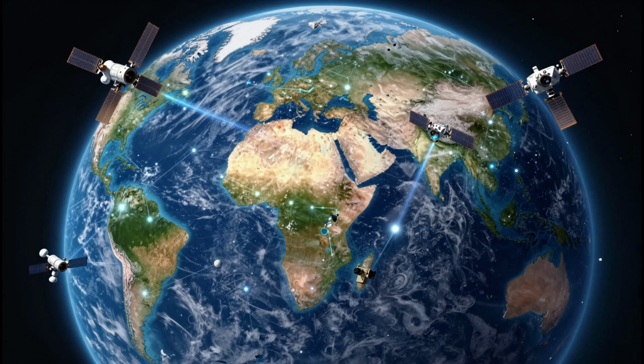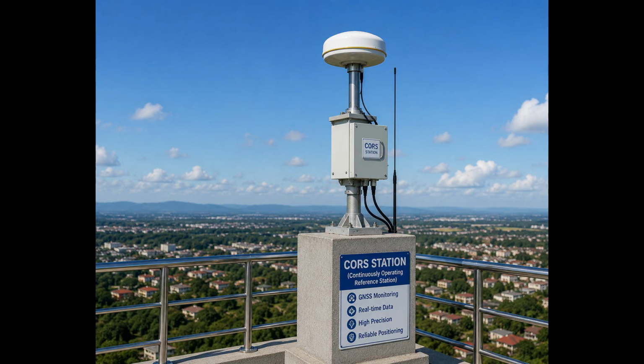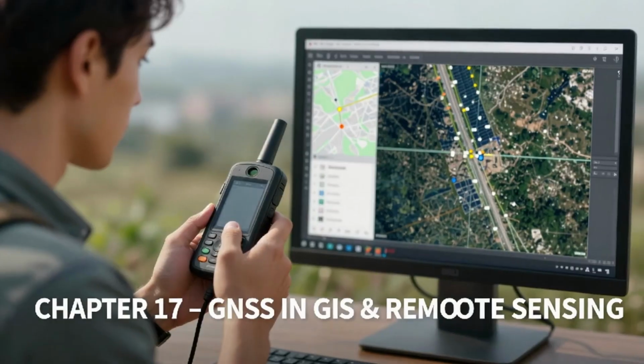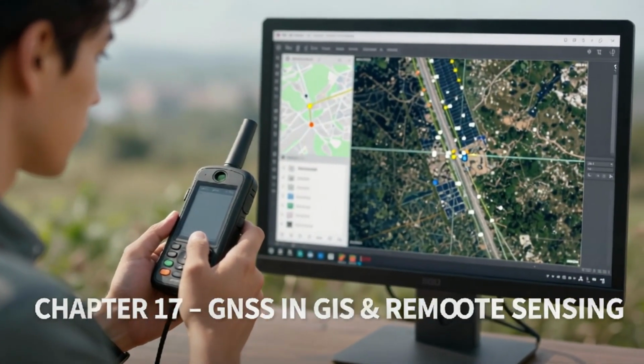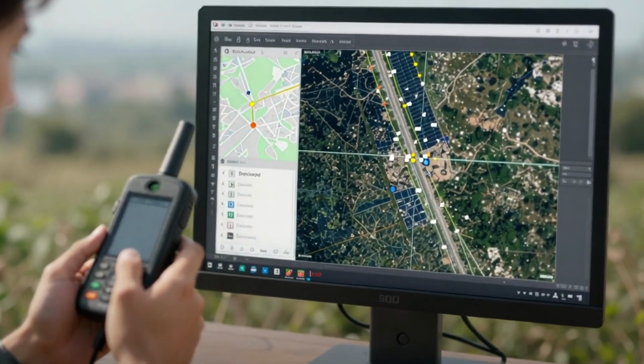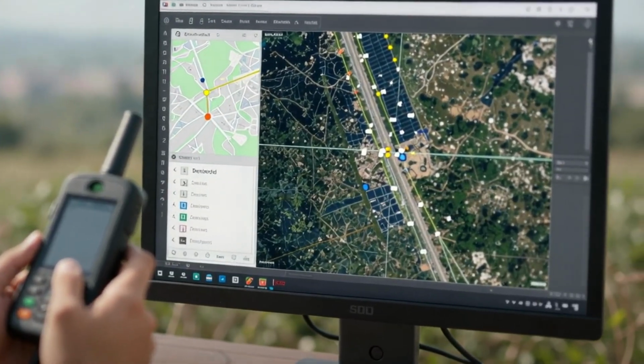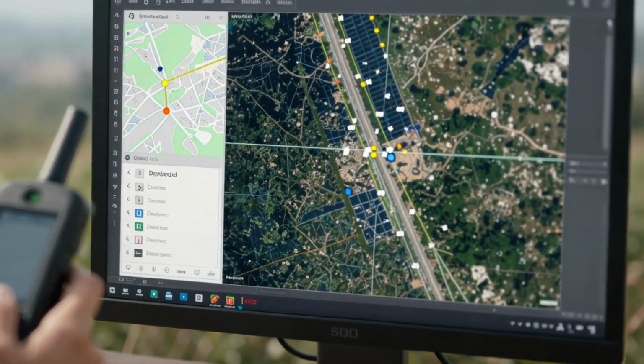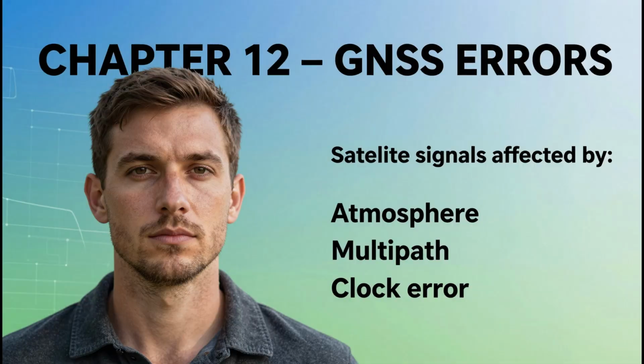Real-time kinematic positioning, known as RTK, provides centimeter level accuracy. Widely used in surveying and engineering, RTK relies on communication between a base station and rover receiver. Precise point positioning, known as PPP, uses advanced satellite corrections, can achieve high accuracy without a nearby base station. PPP is becoming increasingly important in global positioning applications.